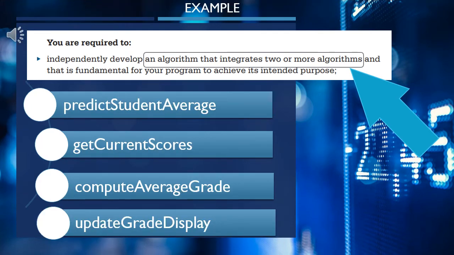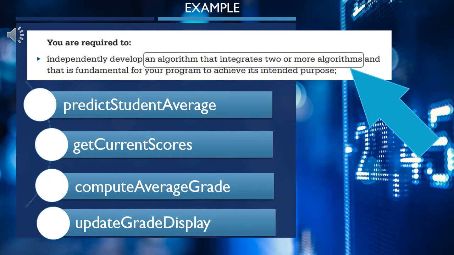For example, in the grade calculator app that I wrote for myself, I could say that the main intended purpose of the app is to be able to predict what a student's average is going to be at the end of the year. So that's the main algorithm. And then underneath that, in order to accomplish that purpose, I have to do three different things. I have to first get the current scores that the student has from the user somehow. I have to get them to enter those scores into the computer.